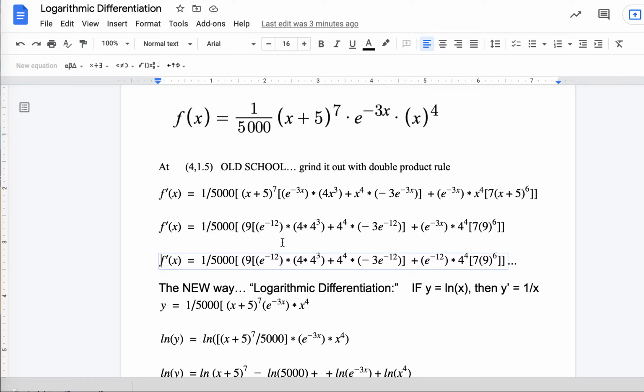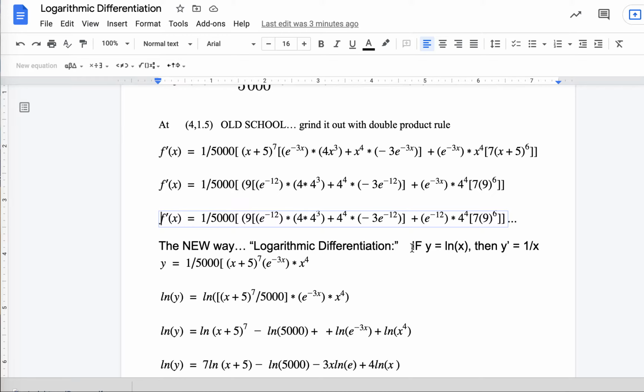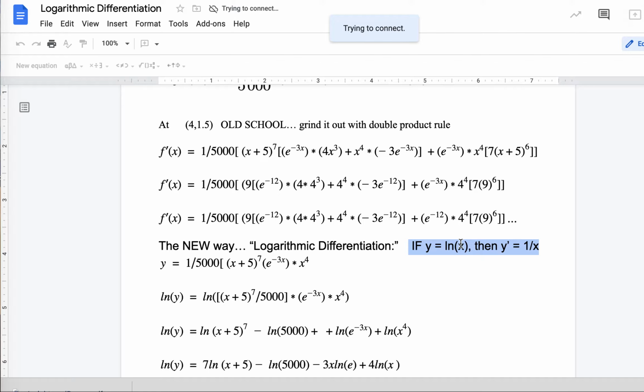So there is a new way to do it that doesn't involve grinding out something awful like that. The new way is with logarithmic differentiation. And the key idea is just this, that if we take the log of a thing, and then if we have the derivative of the log, which is going to be 1 over x, if we have y equals ln of x, we can then use the laws of logarithms to untangle these things and then take the derivative and make it a little bit easier.